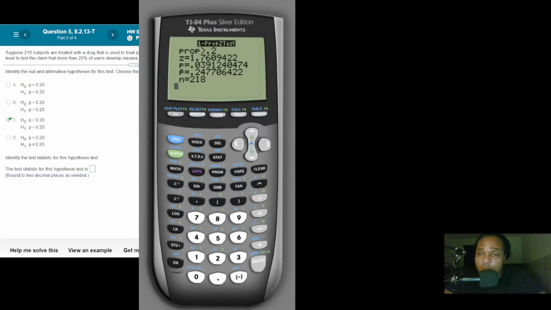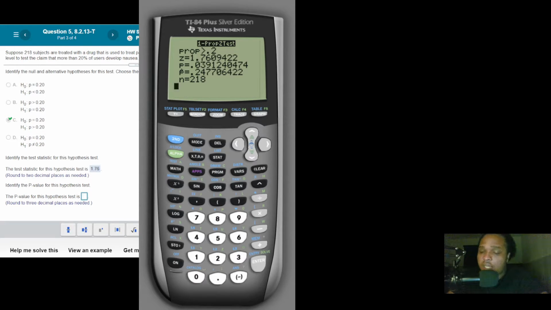So the test statistic is whatever your z is. They wanted 2 decimal places. So 1.76. All right, fantastic. The p-value is right below it. 3 decimals, 0.039.